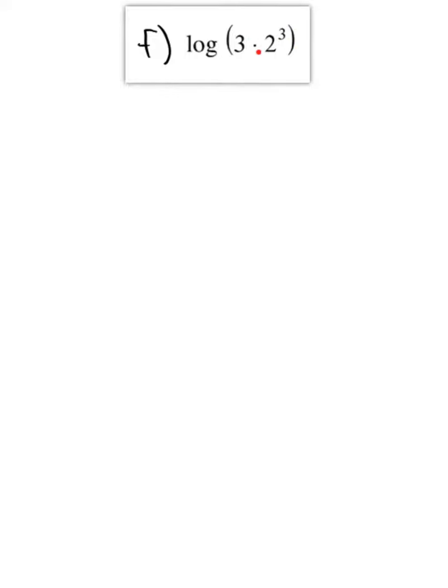But what we can do, we have a log of two things multiplied. We have 3 multiplied by 2 to the third, and so we can use the product rule and split this up into 2 logs that are added together. Okay, so this first thing can go here, and the second thing being multiplied can go in the other one.